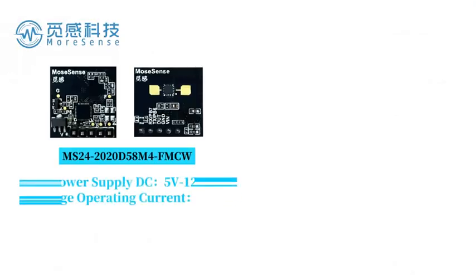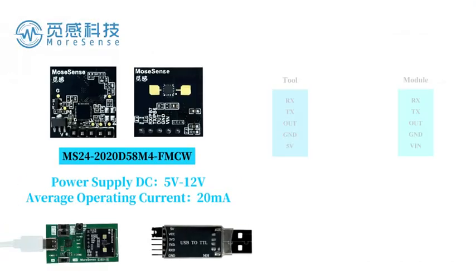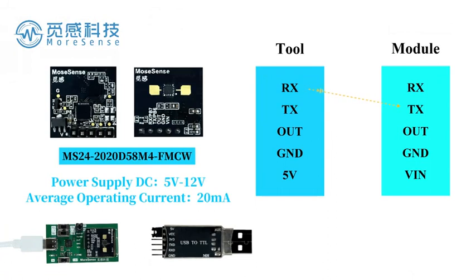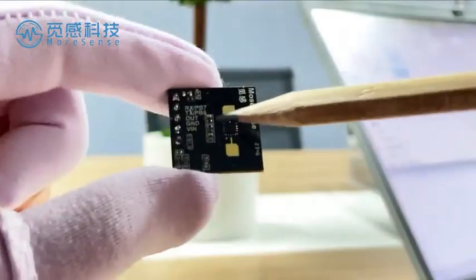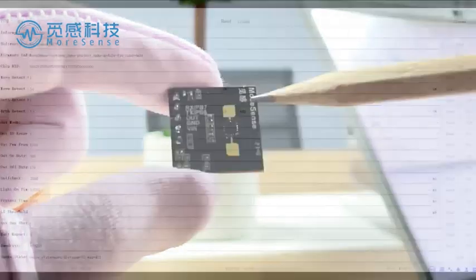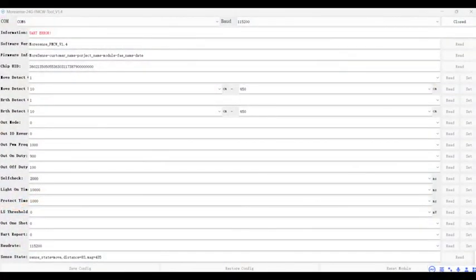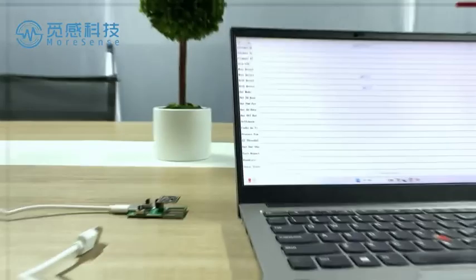The radar module can be connected to the MoreSense exclusive test tool or a USB to TTL tool for UART parameter setting. High performance 24 GHz radar IC. Antenna area. Hard on the testing tool. Click and open the MoreSense 24 GHz FMCW tool.